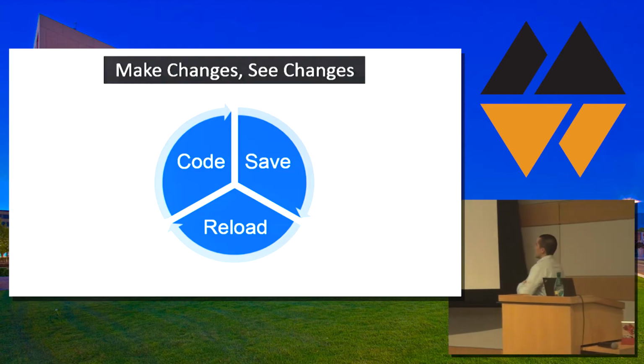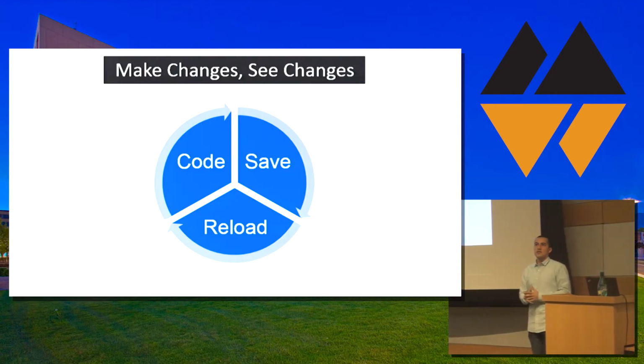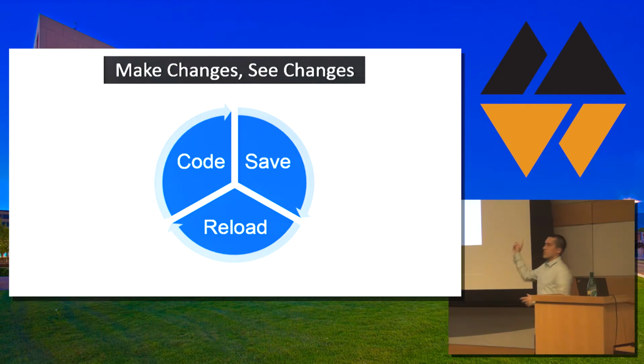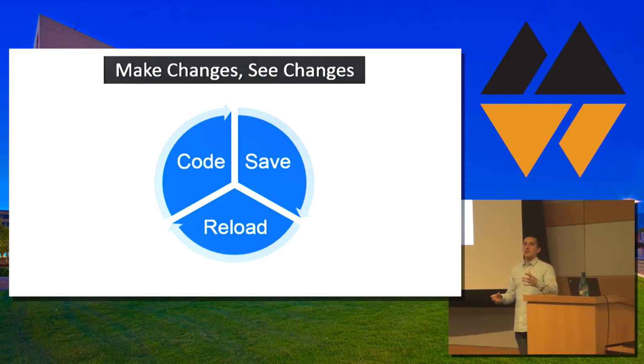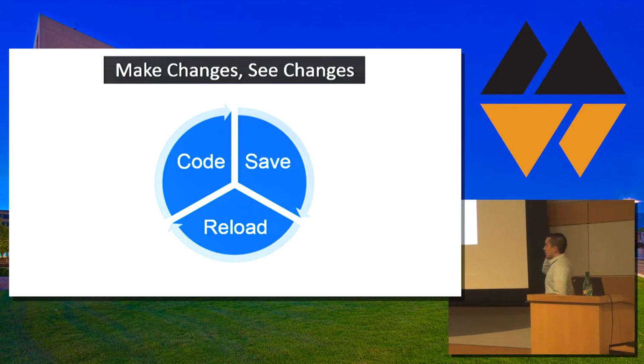Another trait you want is to be able to make changes and see those changes. This is the golden circle of what you want to achieve in a development environment. You want to code something, you want to save it, and you want to reload the page or reload an iPhone app or something and see the change. And this is something that PHP got really, really right.